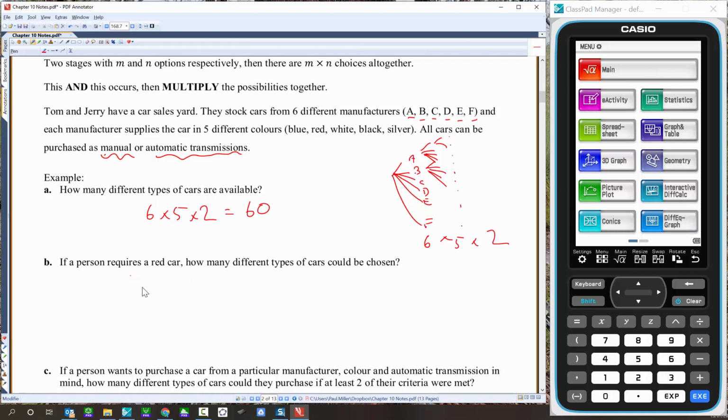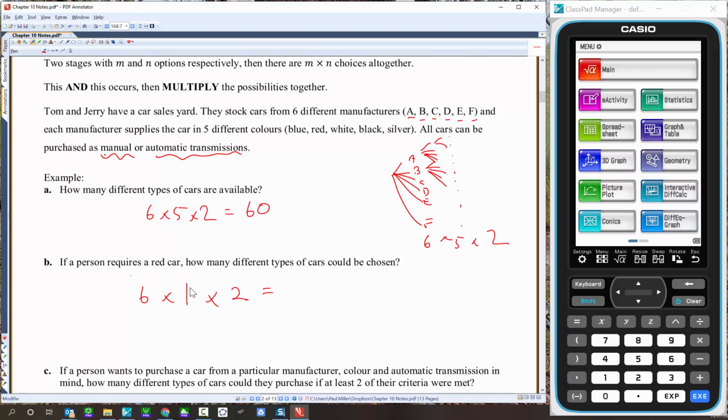So it's these 6 manufacturers here, but the only color they produce is red, or the only one that's acceptable is red. So that's actually going to be 1 at each of those stages. It's going to be just 1 of those branches, not 5 of them. And off those branches, what we're going to get is the 2 types of transmission, which is auto or manual.